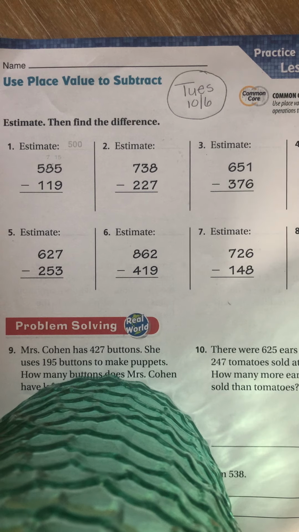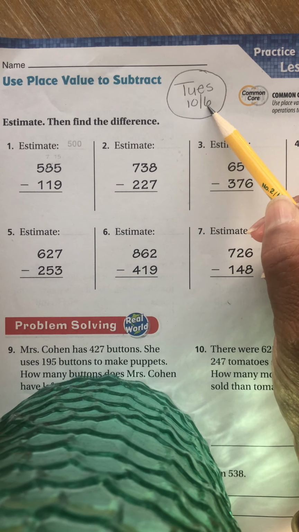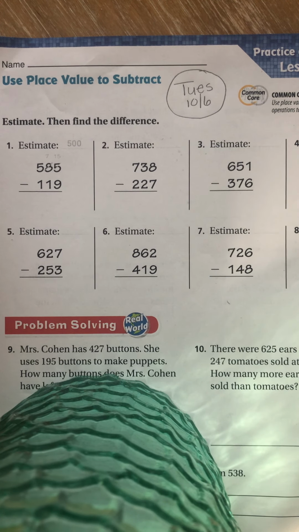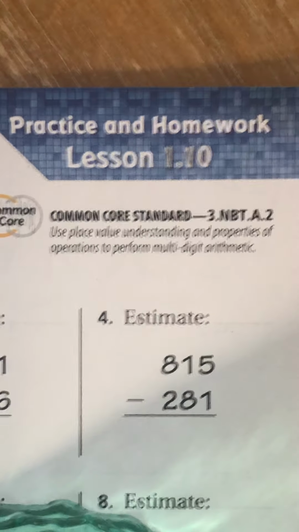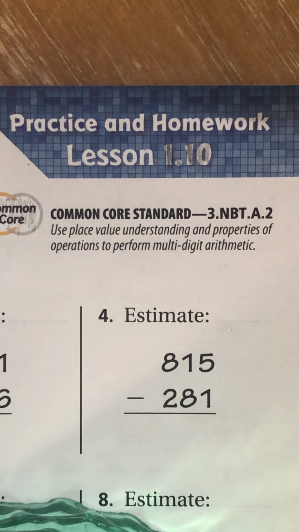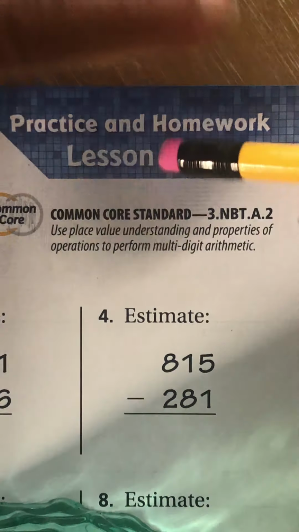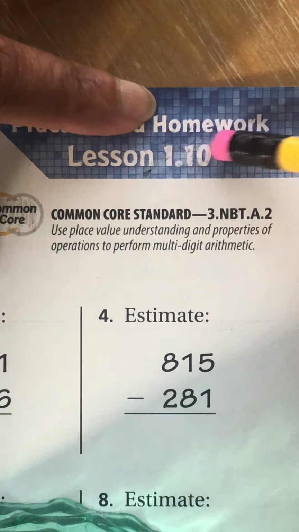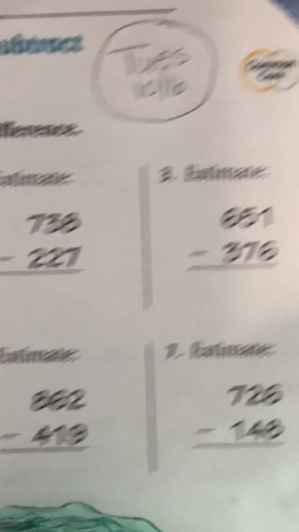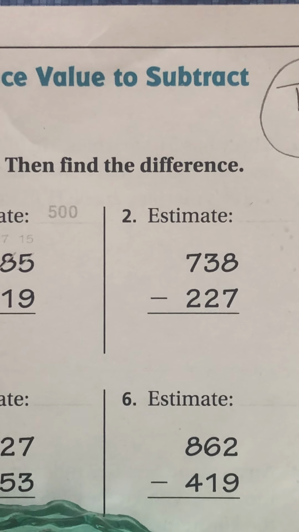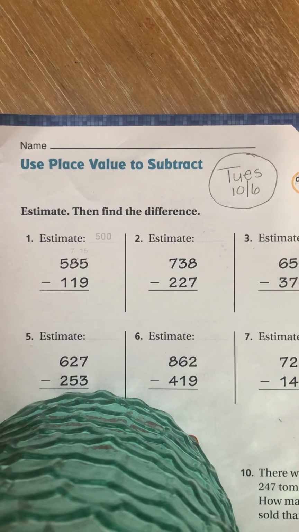So today is Tuesday, October 6, 2020. This is tonight's homework. You should be on page 65. I'll zoom in, make sure you're on page 65. And then at the top, it should say practice and homework lesson 1.10. Ms. Harling kind of colored that in, but it should say lesson 1.10. Now, at the top, it also says use place value to subtract.